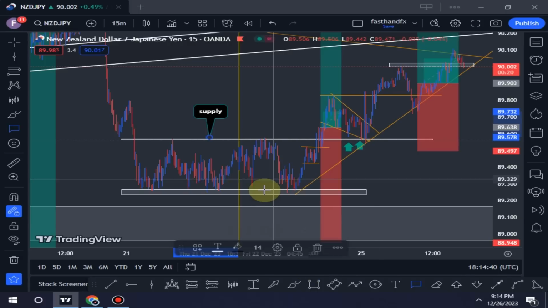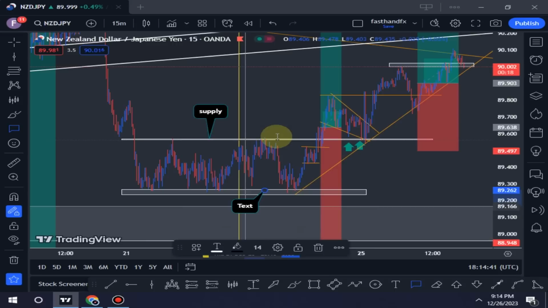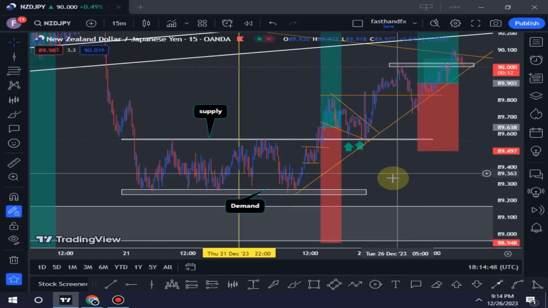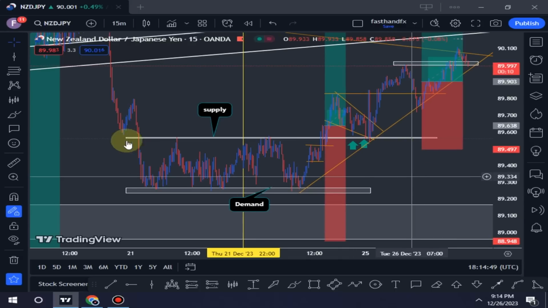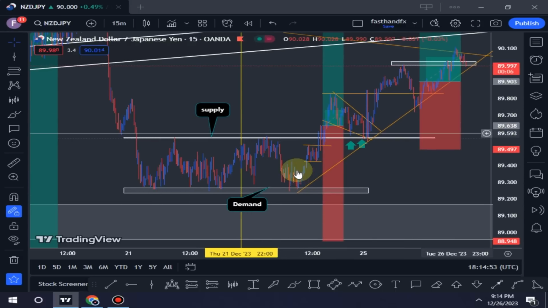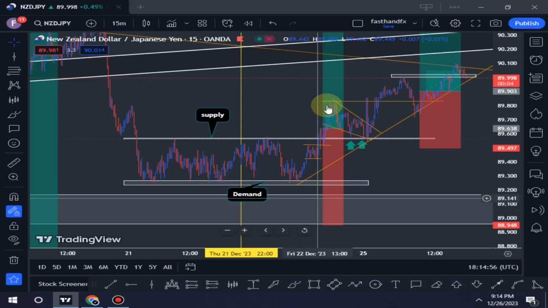Now, of course, if I call this the demand zone, and that's the case, then all right. So this market is moving sideways, like I said before. It either breaks to the low or to the high.